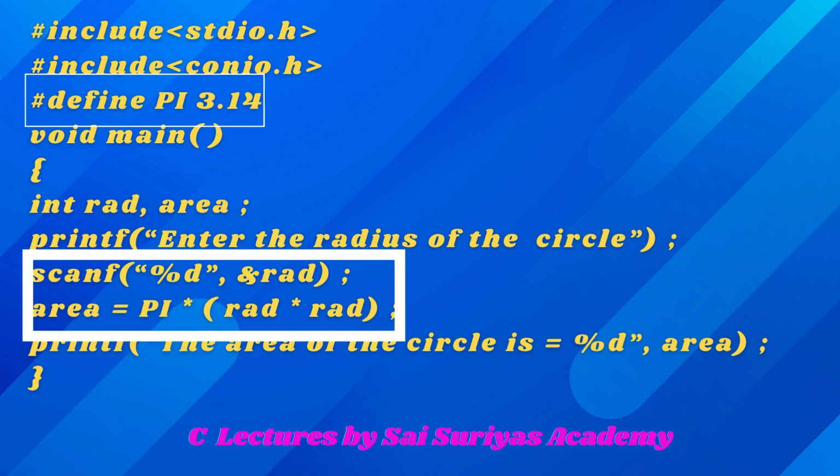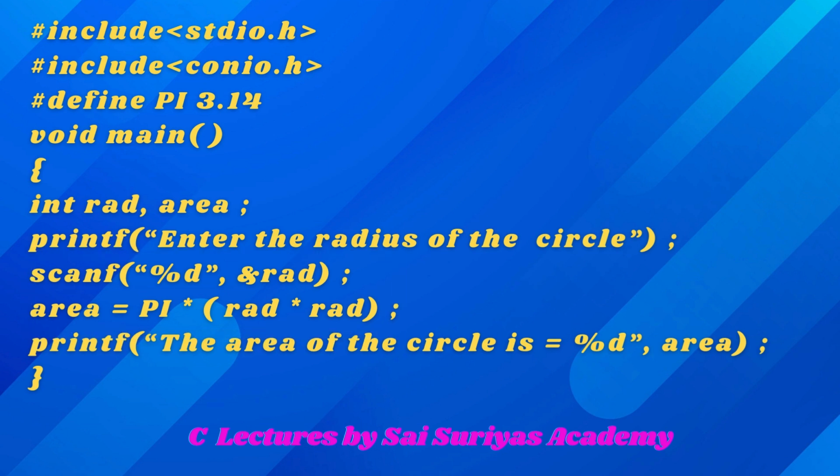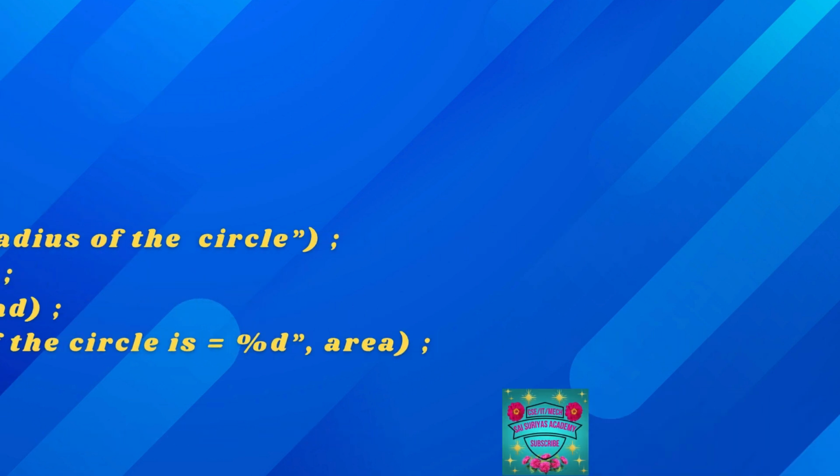This PI, when we use it here, will be replaced by the hash define PI value 3.14. This 3.14 value will be replaced here, and then using the printf statement we are printing the value. Again, area is also an integer, so we are using %d, the integer format specifier. Now you would be very clear about the hash define preprocessor.